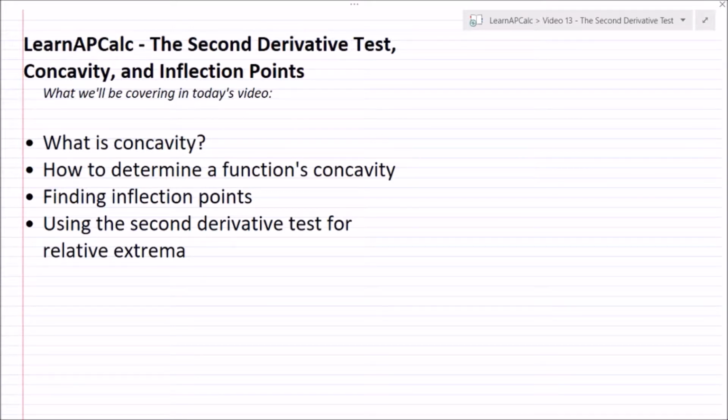In this video, we're going to talk about the second derivative test, concavity, and inflection points. So this is all talking about things related to the second derivative of a function. We're going to talk about what concavity is, how to determine a function's concavity, finding inflection points, and using the second derivative test for relative extrema.